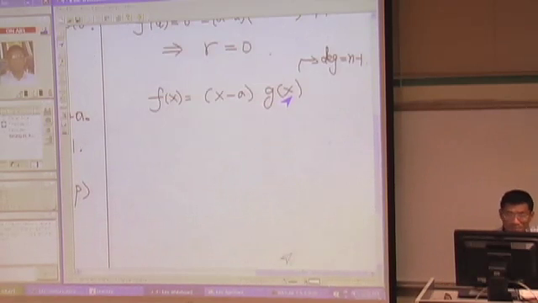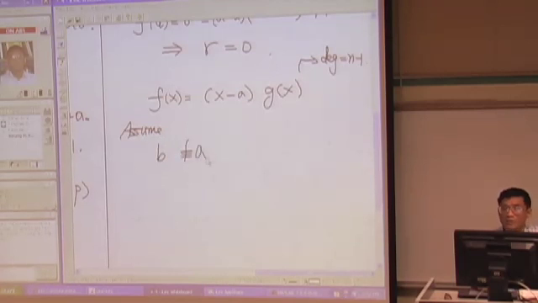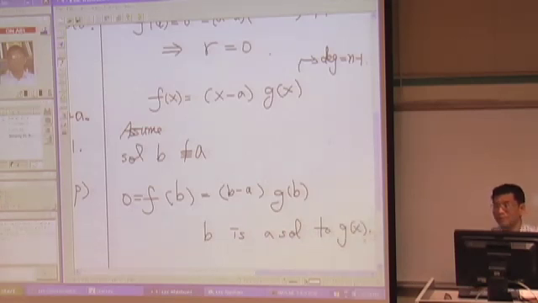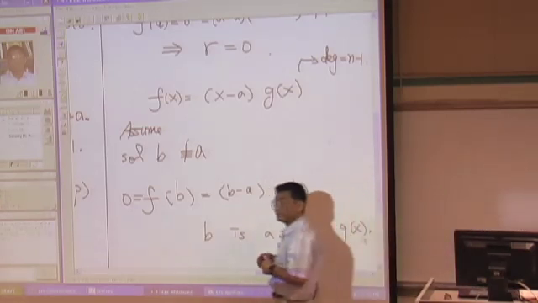Assume that B is a solution which is not congruent to A. B is a solution. Then F of B is 0 because of the condition. Then B minus A, and then G of B. And this is 0, so B is a solution to G of X. B is a solution to G of X.